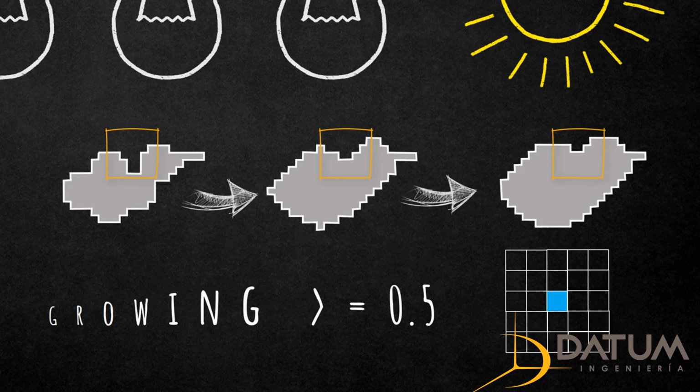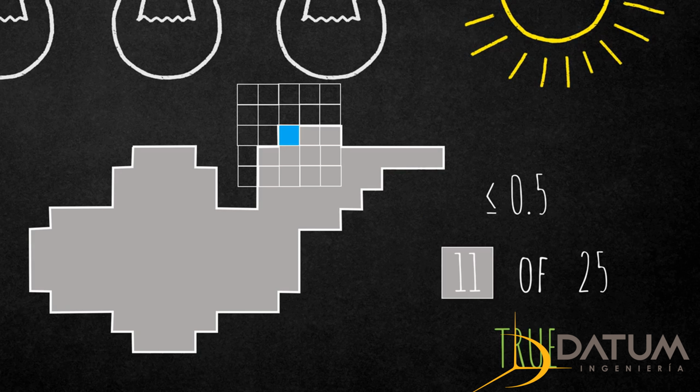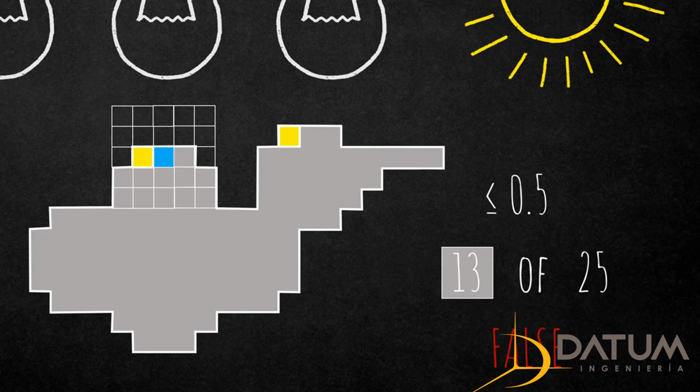Now we're going to have a look at shrinking, and we're going to do the opposite. We're going to set it to smaller or equal to 0.5. This follows exactly the same procedure as before, but instead of growing and adding pixels, it's shrinking, so it's removing pixels, indicated in yellow here. So each time it's true, it's going to remove that pixel.